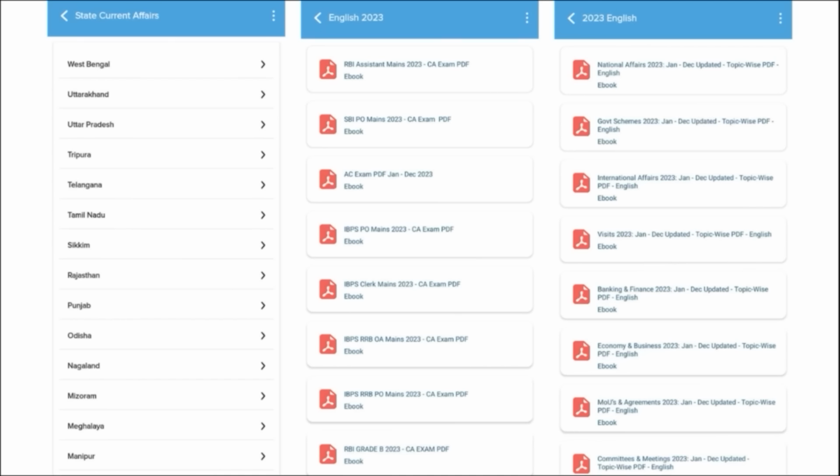Then for the students who are preparing for state exams, they will be also beneficial here, as we will make sure to provide with state-wise current affairs for them. Apart from this, we also make sure to cover the topic-wise current affairs such as your national affairs, government schemes, international affairs, banking and finance, economy and businesses, as these are the topics from which the examiner definitely asks the question, and these are covered on the monthly basis. So friends, do check our application. It will be a one-stop solution for learning.